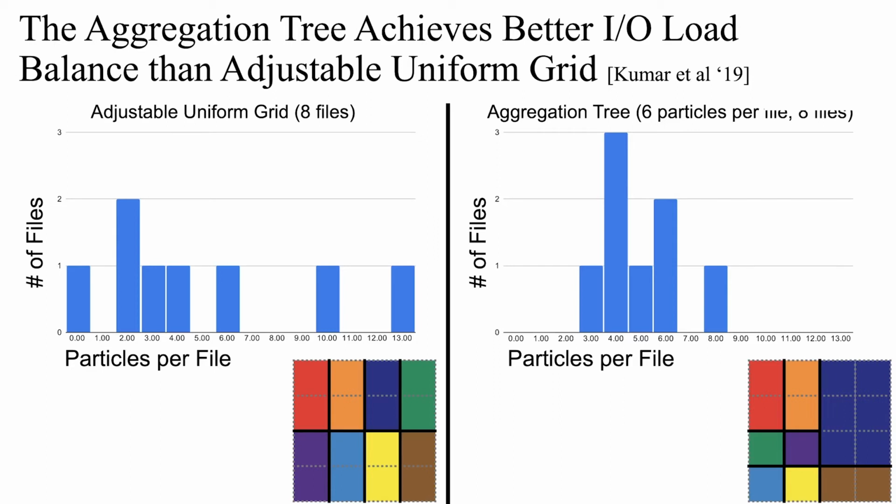And we can look at the target size of 6 here, and we can see that the adjustable uniform grid provides a much wider distribution. So the standard deviation of file sizes is much higher, meaning that the I/O workload is less balanced, while the aggregation tree is able to much more consistently meet the target file size, which will in turn translate to improved I/O load balance and improved I/O performance, as I will show in the results.